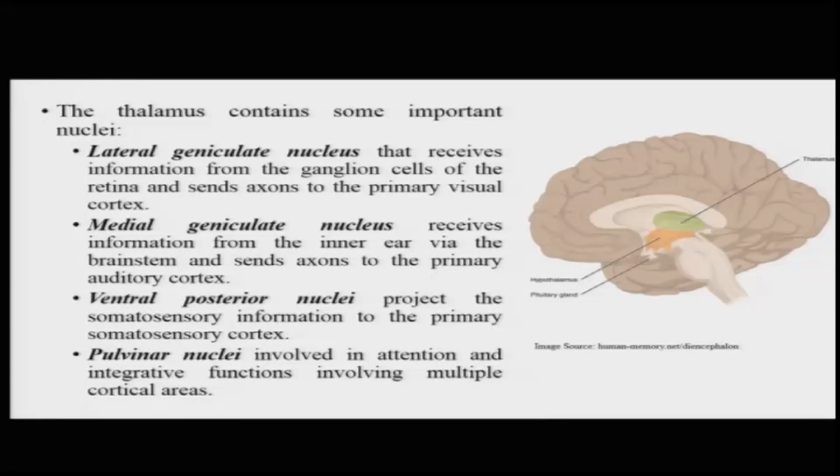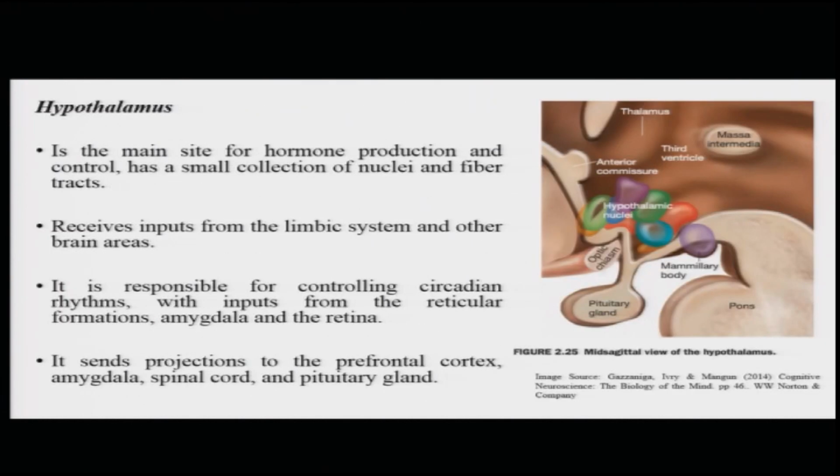Then you have the ventral posterior nuclei, at the back and the bottom, that project somatosensory, all kinds of touch related tactile information to the primary somatosensory cortex. And finally, there are the pulvinar nuclei, which are involved in orienting attention and integrative functions that involve multiple cortical areas. So, these are the set of nuclei that are very important in the thalamus.